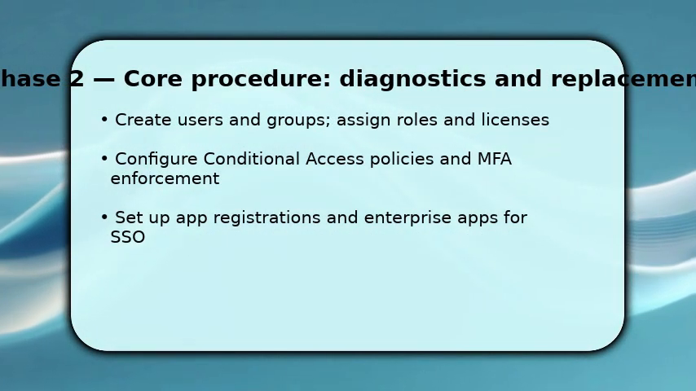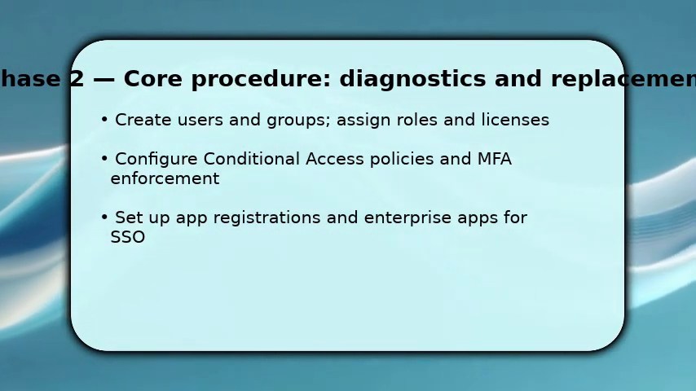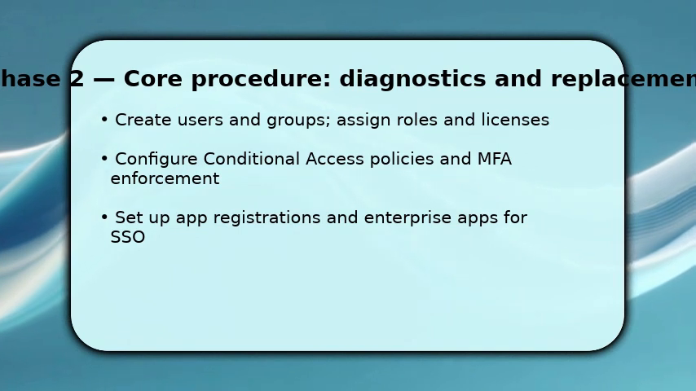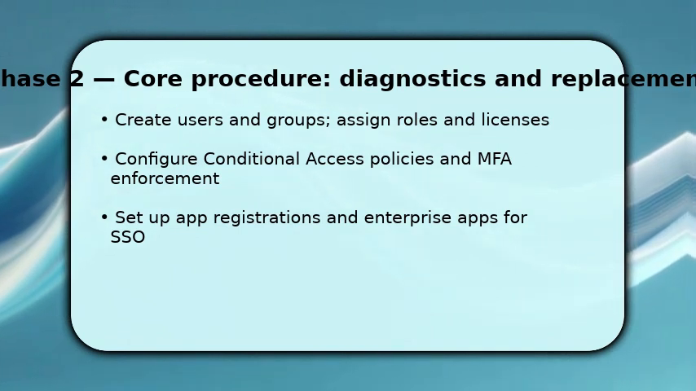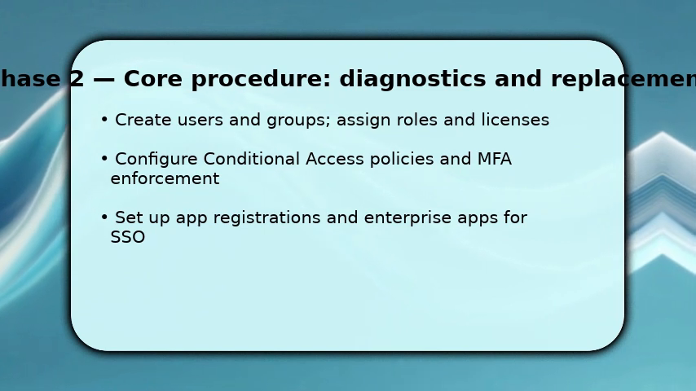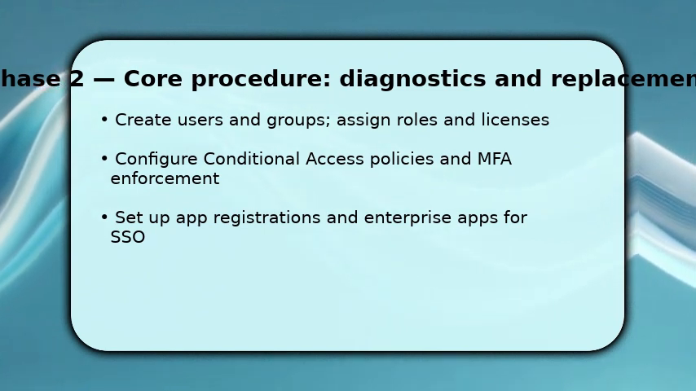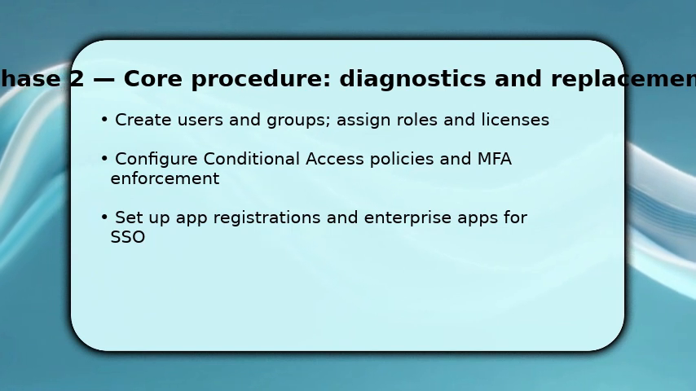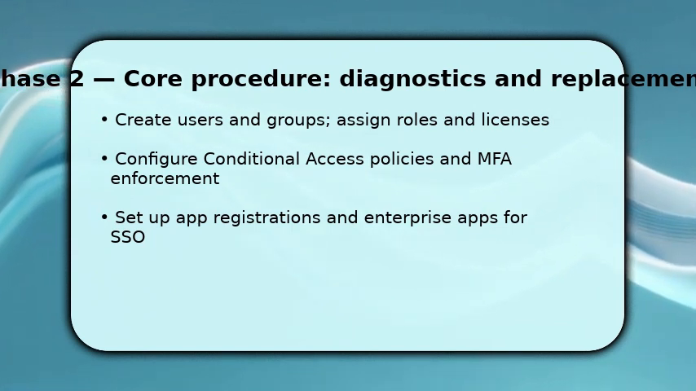Next, create users and security groups, assigning roles and licenses as needed so permissions align with job functions. Configure conditional access policies to require MFA for risky sign-ins and for admins, because policy reduces breach risk.